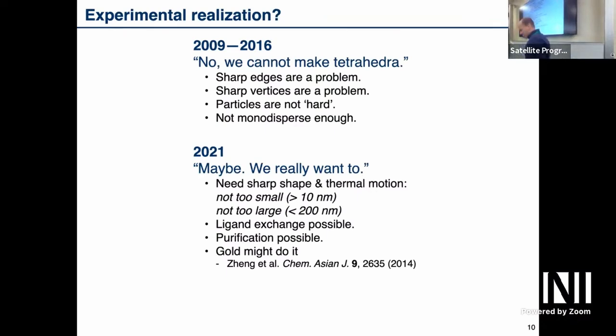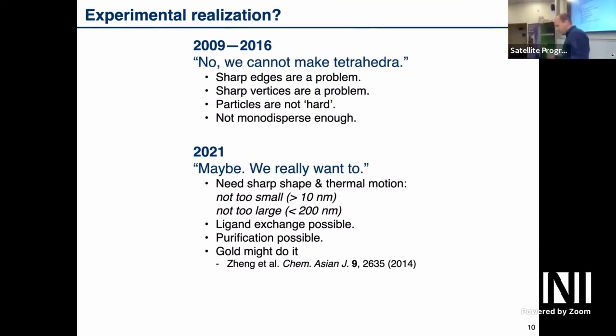We cannot go too small because then it gets more rounded. We cannot be too large because then we don't have enough thermodynamics. These things have to be in motion. They have to try a lot of possible orientations. So if you make things smaller, they're faster, so you have to make them small enough that you access a long enough time scale. So this is the range where you can work.